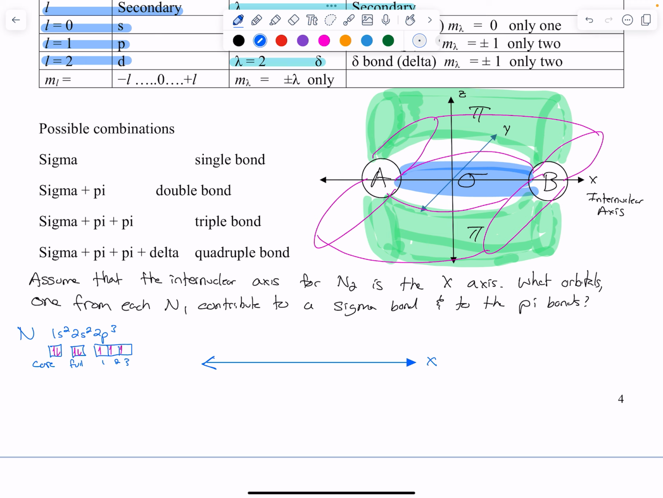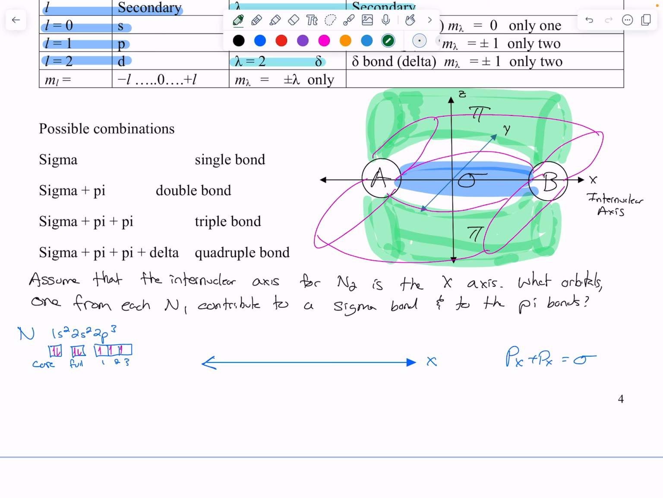So if this is my x-axis, I'm going to have what orbitals? Well, s is full, so s is not bonding. And right now we're going to say that we're not hybridizing because there's no central atom. So it's just what orbitals are on the x-axis? Px plus px is the sigma. And then you have pi.